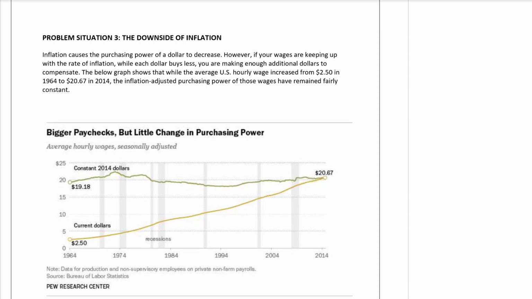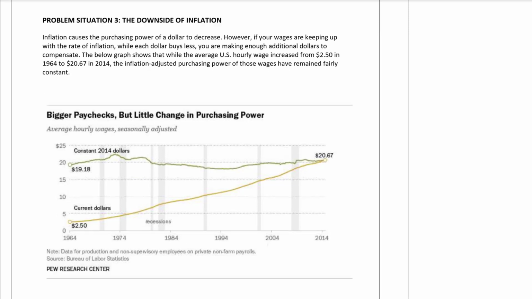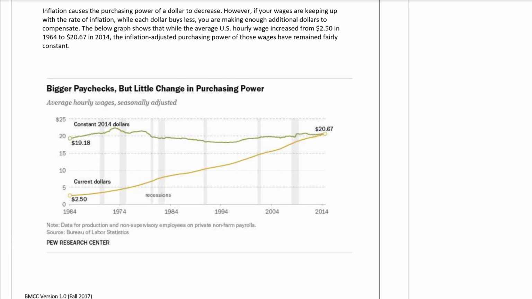The below graph shows that while the average U.S. hourly wage increased from $2.50 to $20.67 in 2014, the inflation-adjusted purchasing power of those wages has remained fairly constant. So now, again, we have to understand what we're talking about here. The numbers that are there, this is the average wage per hour. So it's how much everybody earns on average per hour, and it has been going up.